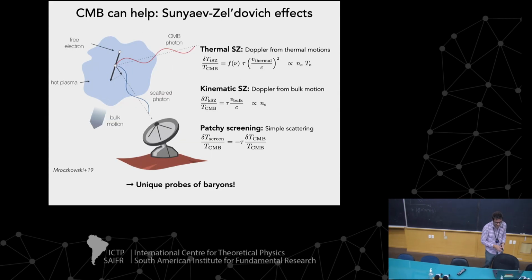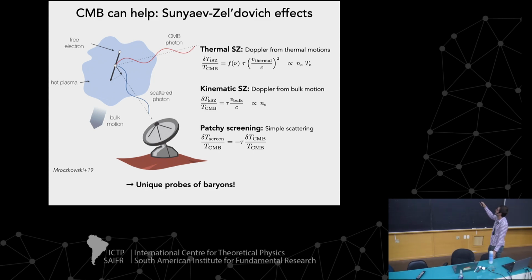Okay, so finally patchy screening. This is an effect that hasn't yet been detected, though we have attempted it. And again, this is an effect that's a bit unique. So the kinematic SZ changes sign based on the velocity of the halo. And this is what we use to extract it with this stack weighted by the velocity. The screening changes sign based on the sign of the primary CMB.